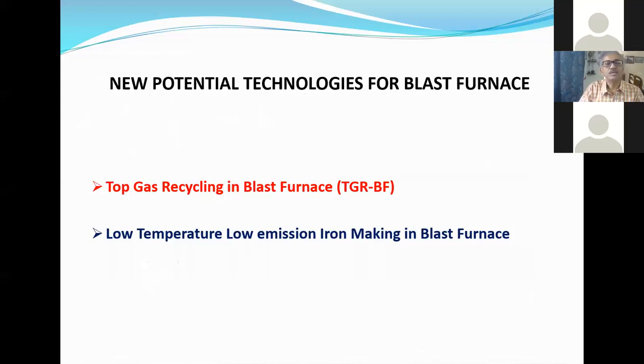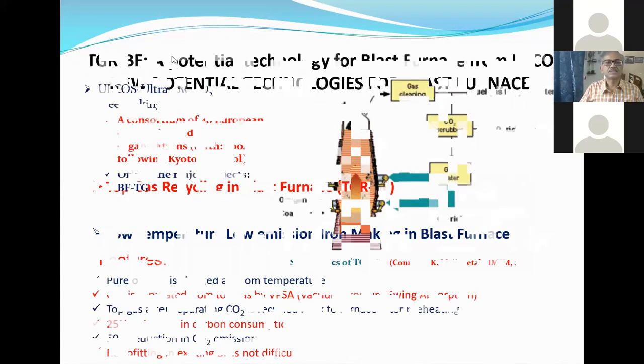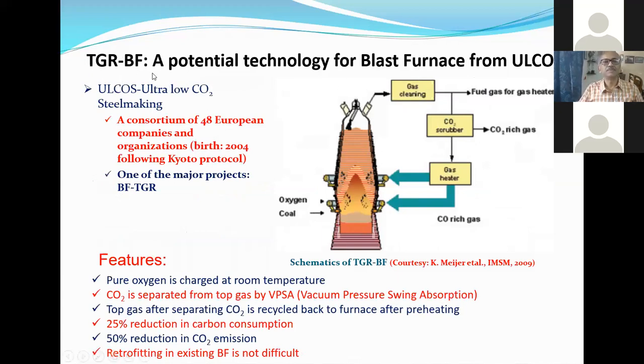So now, even there is scope for improvement in the blast furnace, and there are two scopes. One is called the top gas recycling in the blast furnace, called the TGRBF, and the other is low temperature, low emission iron making in the blast furnace. Okay, and this is the TGRBF process. Basically, it is a process of the ULCOS. ULCOS represents ultra low CO2 steel making.